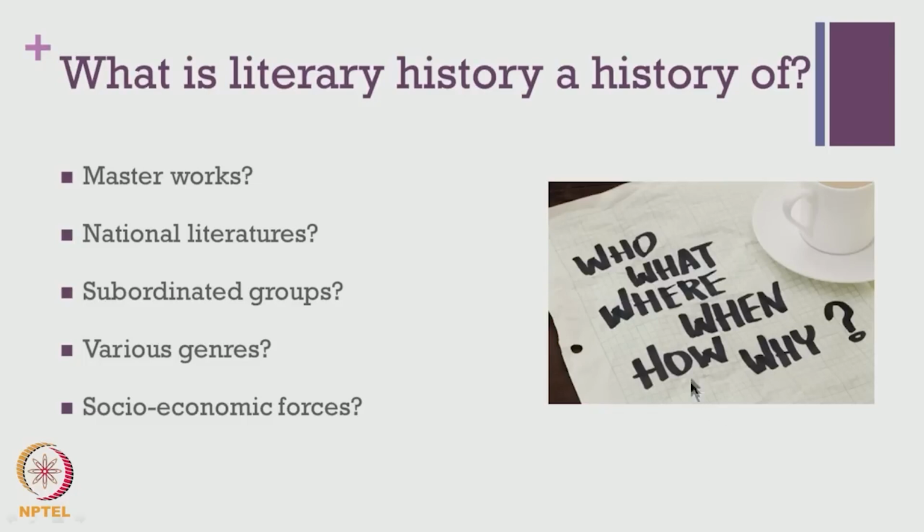With this understanding, we move on to ask this very pertinent question: what is literary history a history of? We all know that the literary history is of a particular nation, a particular community, and perhaps a particular set of writings which have been brought together. But if we try to narrow it down a little further, does it include only the history of masterworks, or is it only about national literatures, or does it also include the subordinated groups?